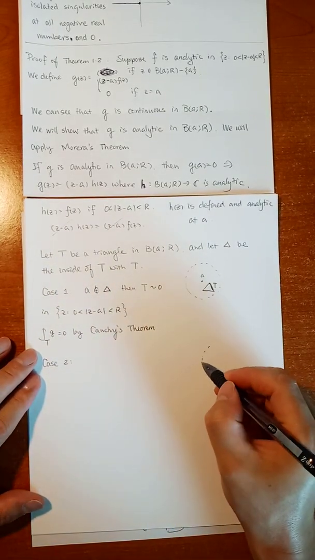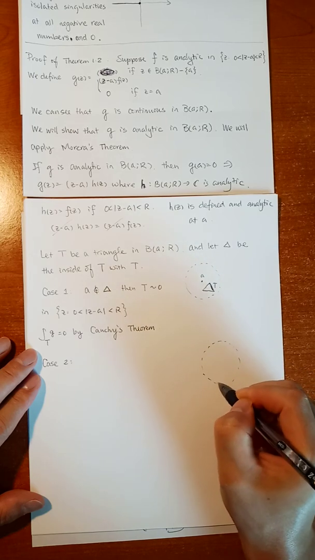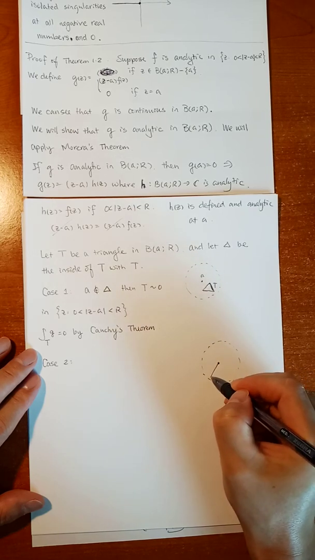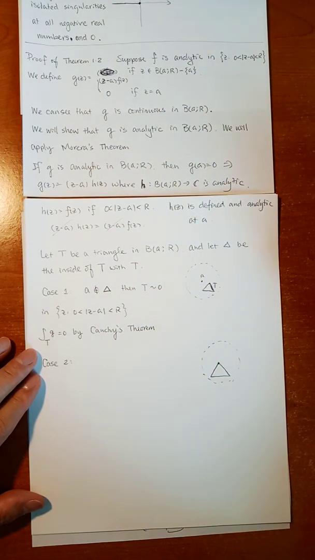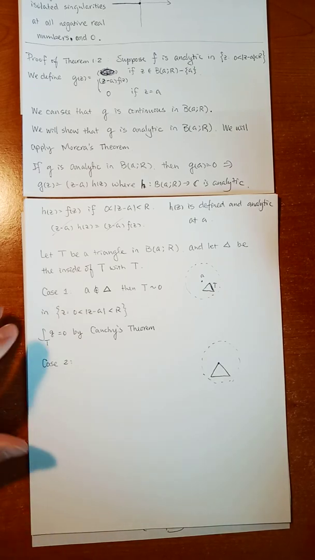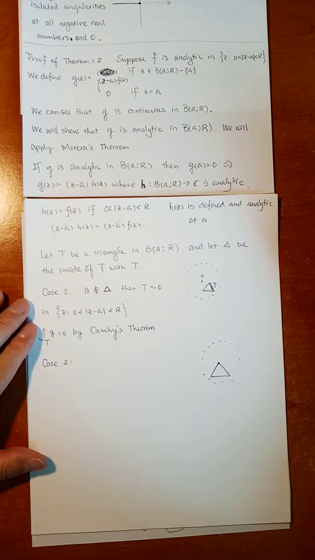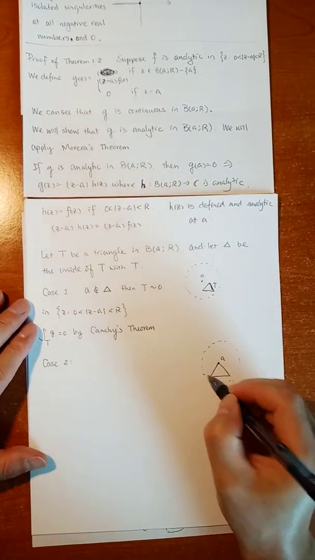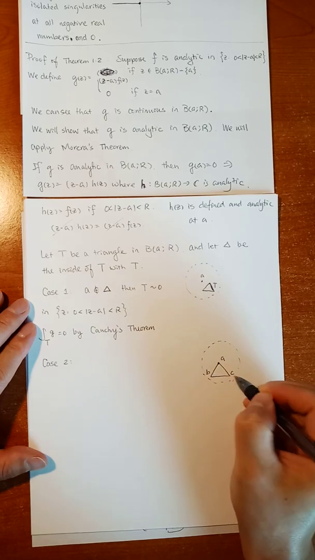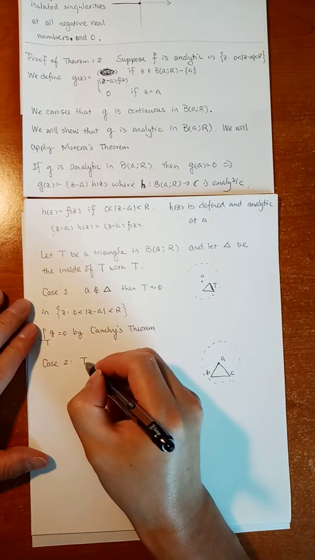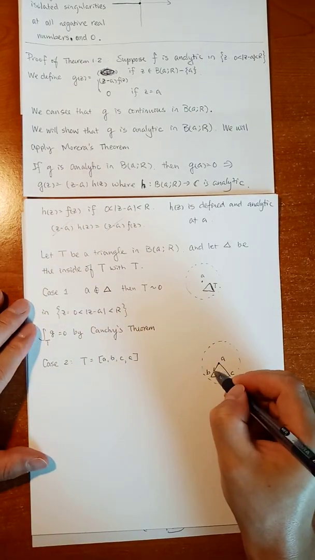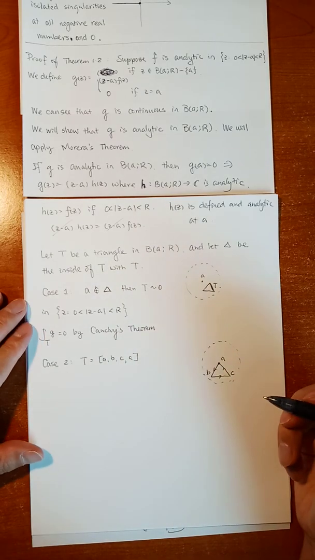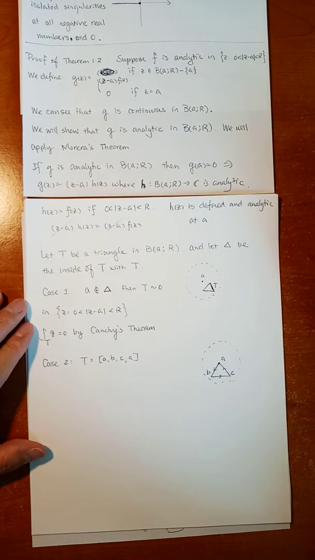Case 2. We have A as a vertex of the triangle. This is A, and B and C. T is equal to A, B, C, A. All right?